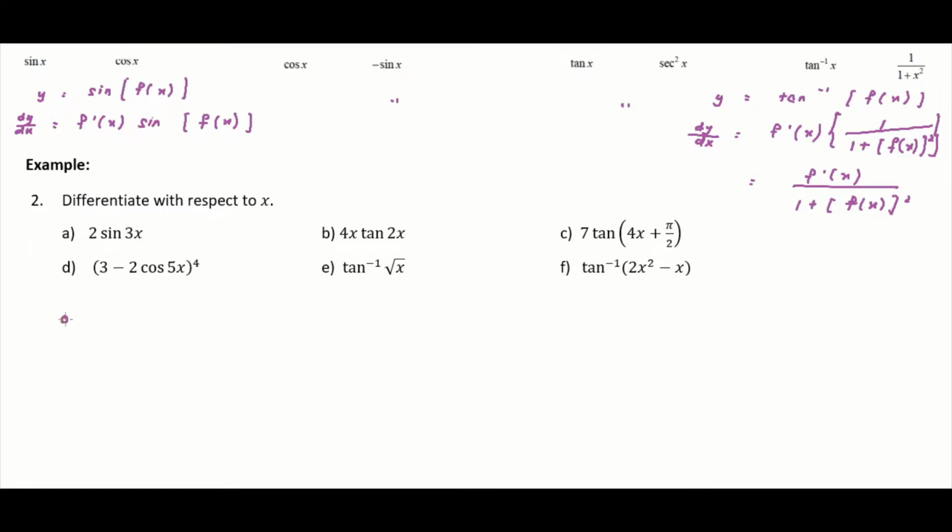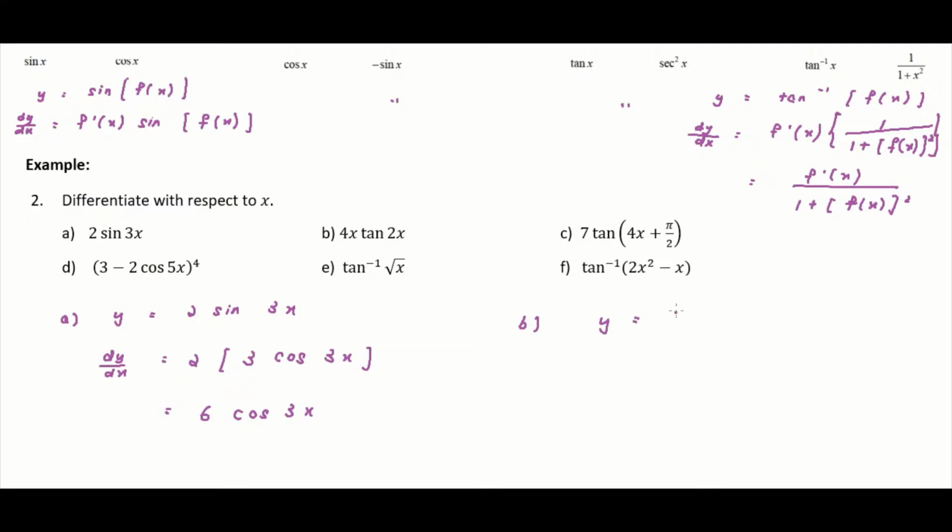Okay, so A, y equal to 2 sine 3x. Alright, so your dy/dx, same thing, 2 is just a constant, right? So you can just leave it. Then after that, sine 3x, so you need to differentiate your 3x first. Then what do you get? You get 3. So sine, after you differentiate, you get cos, right? So cos, then after that, your function doesn't change, so 3x. Okay, so you expand, then you get 6 cos 3x. Alright, so let's move on to B.